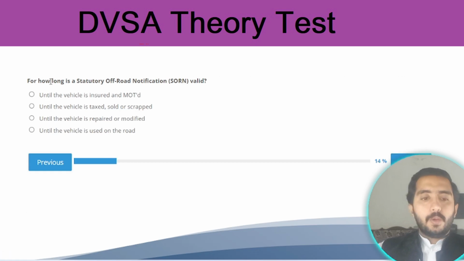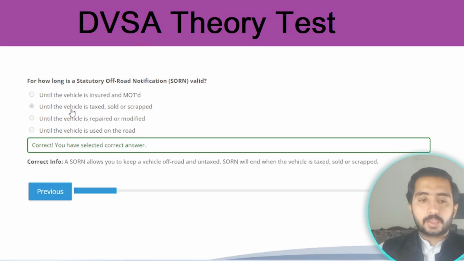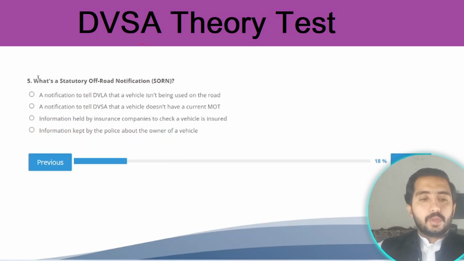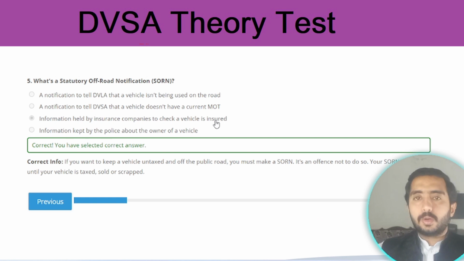Next question, for how long is a statutory off-road notification valid? This notification is valid until the vehicle is taxed and sold or scrapped. Option B is the correct option. Next question, question number 5, what is a statutory off-road notification? It means the information held by insurance companies to check a vehicle is insured. Option C is the correct option.